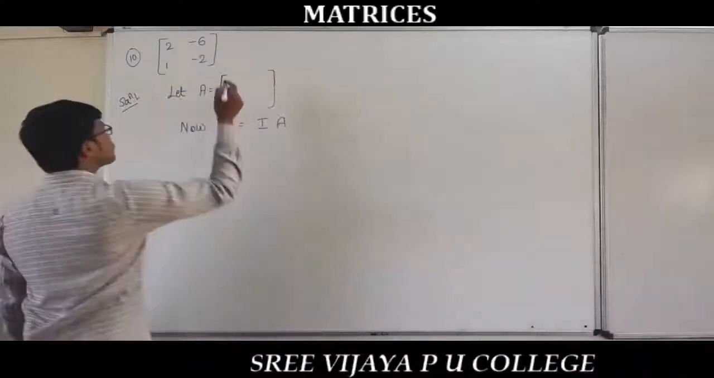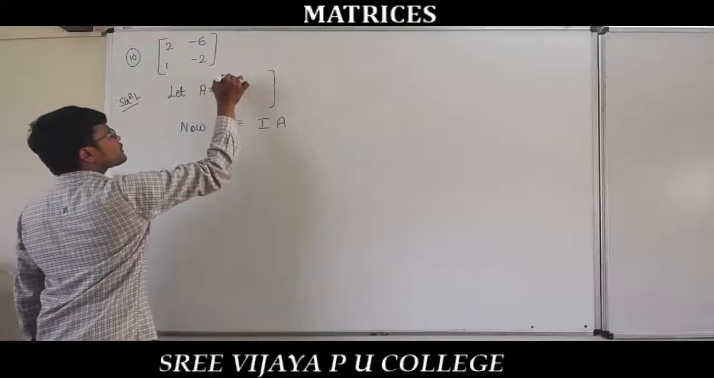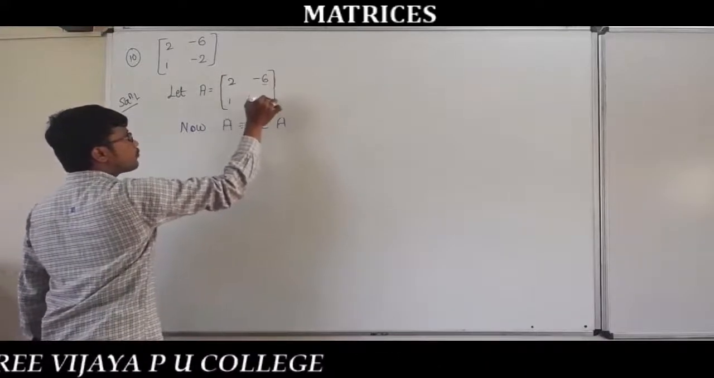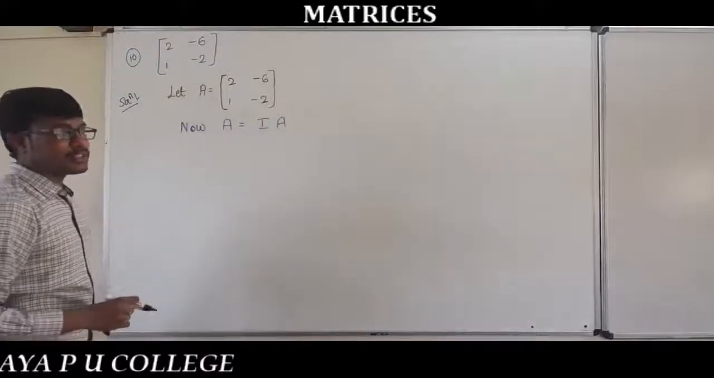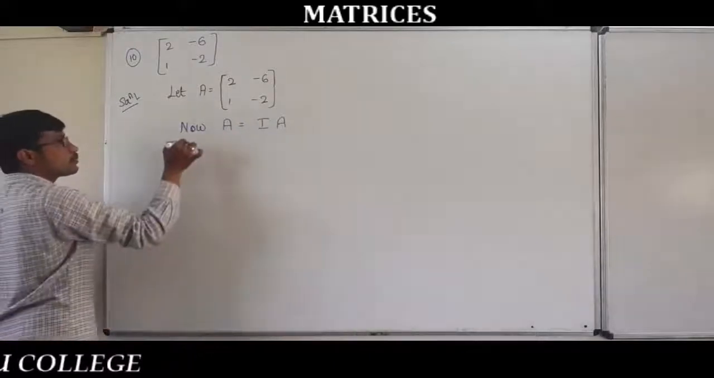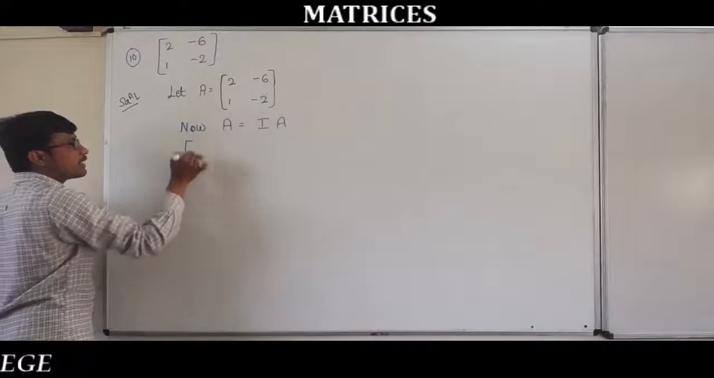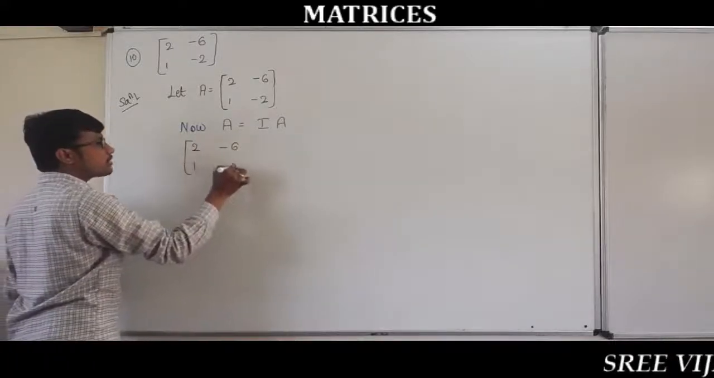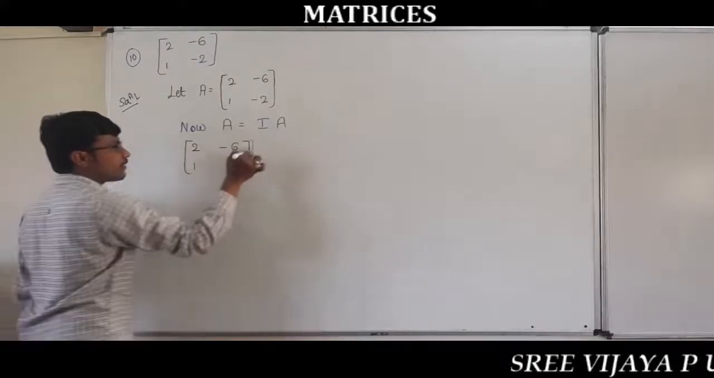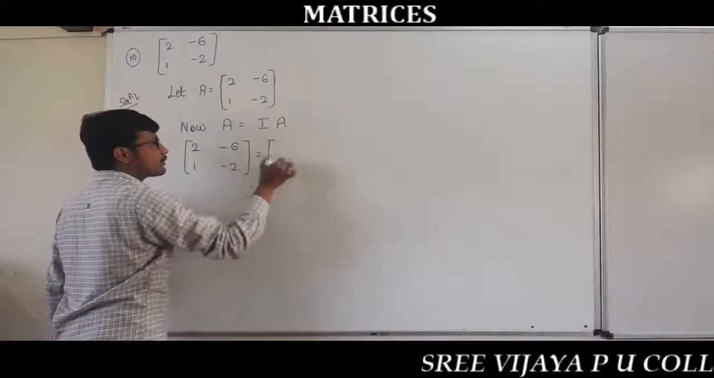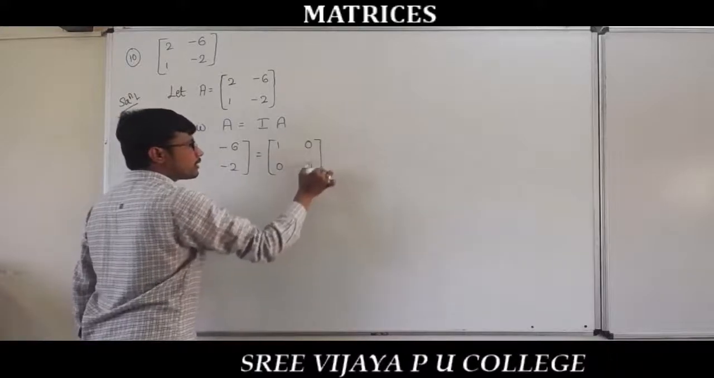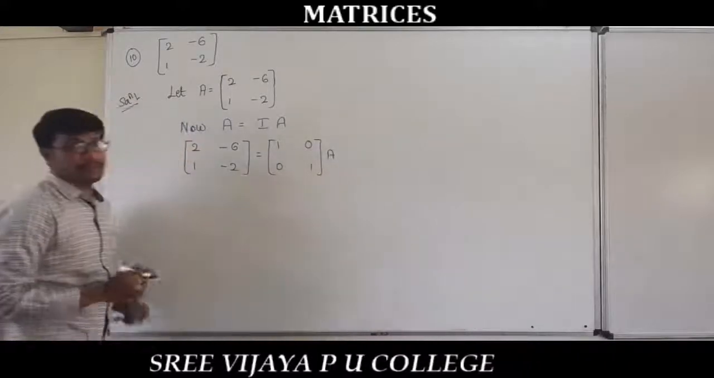Okay, see the solution of this one. Let A equal to 2, minus 6, 1, minus 2. You have taken that condition as A equals to IA. So what is that? A is the given matrix 2, minus 6, 1, minus 2, and what is that? I is the identity 1, 0, 0, 1, into the matrix A.